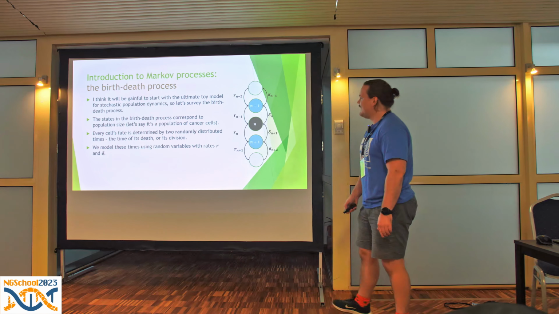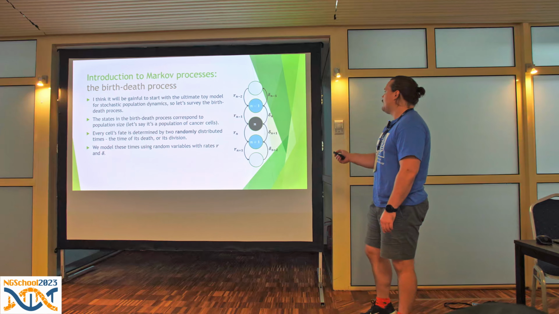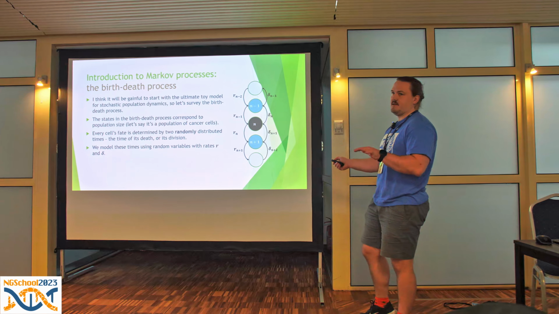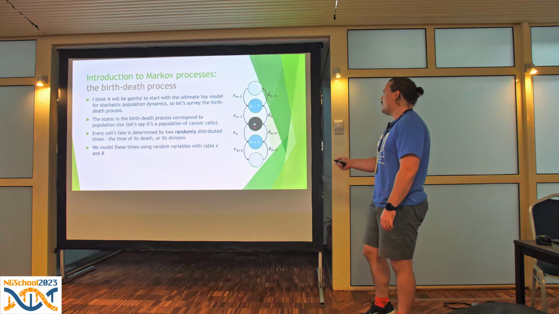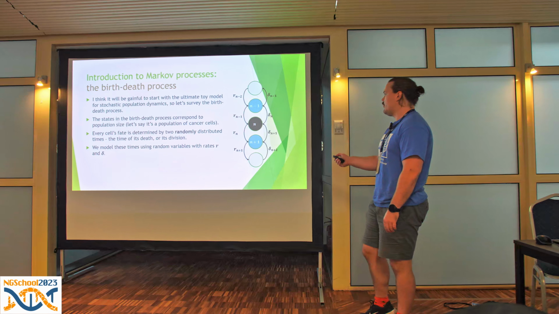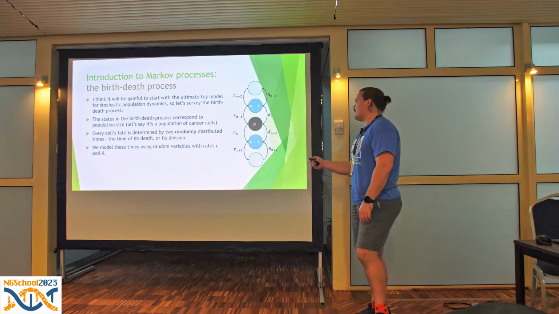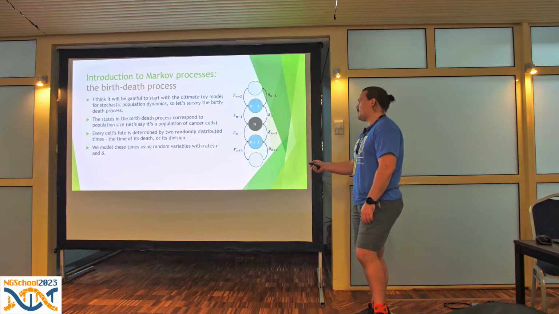So we have a couple of states. This state here says that there are n cells in our population right now. We hang around in this state until one of our 2 holding times is reached. One of them is a model of cell birth, and the rate for cell birth is given by R, and one is a model of cell death, and that's given by delta.